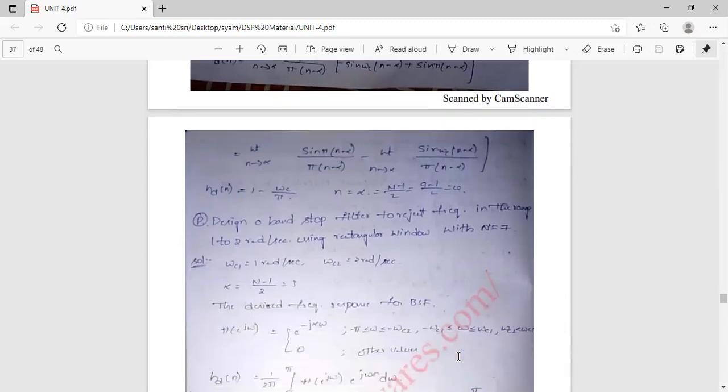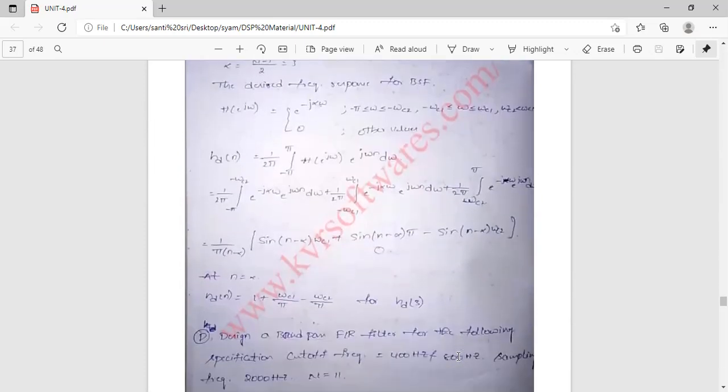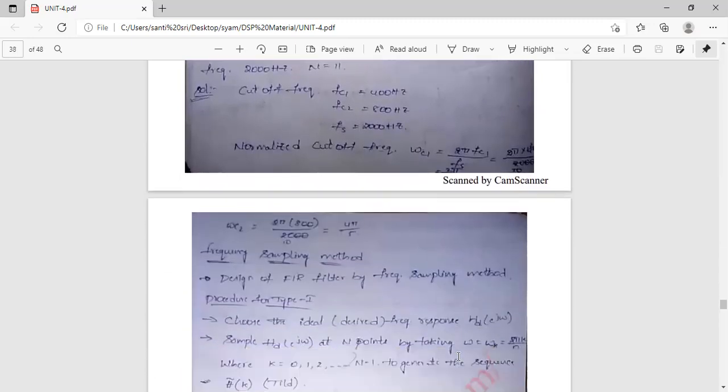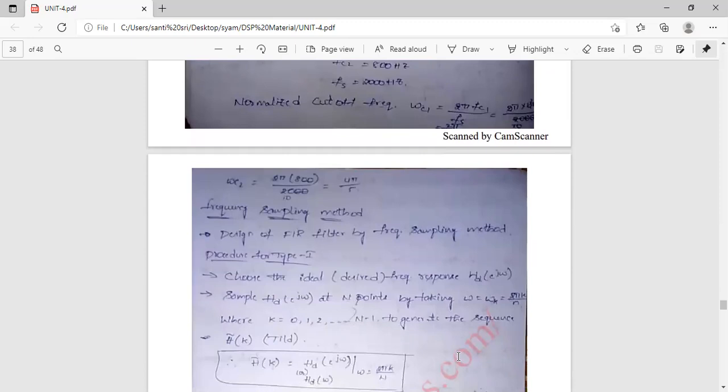So like that all types of filters can be calculated: band pass, band reject. Okay. So this is about the windows methods. So different types of windows are there. Based on the windows sequence, we can solve those problems. Okay.